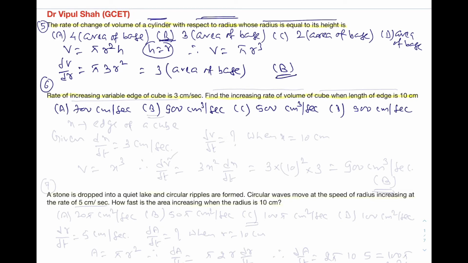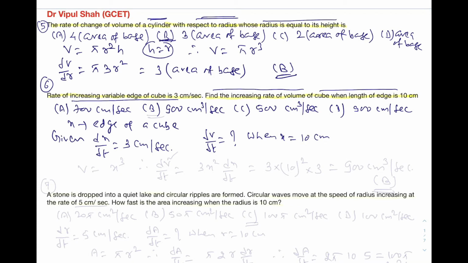Now what are we having? Rate of increase of variable edge. So let x be the edge of a cube. And now what are we given? Rate of increase of variable edge, so dx/dt, that is given as 3 centimeter per second. Find the increasing rate of volume, so dV/dt we need to find when the length of edge, so when x equals 10 centimeter.